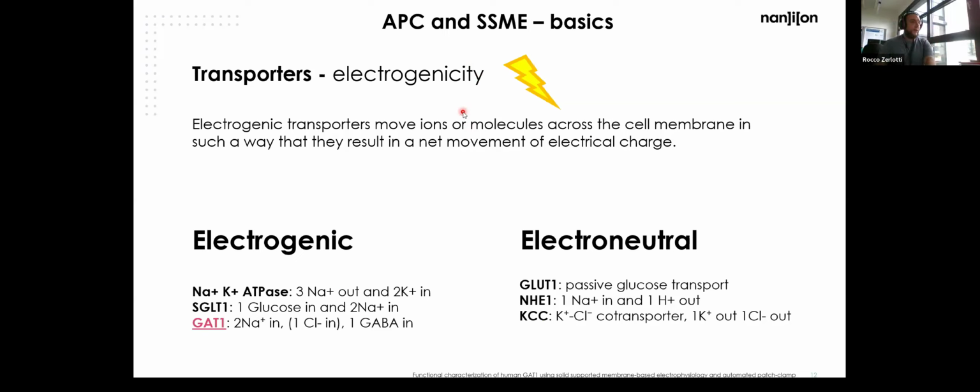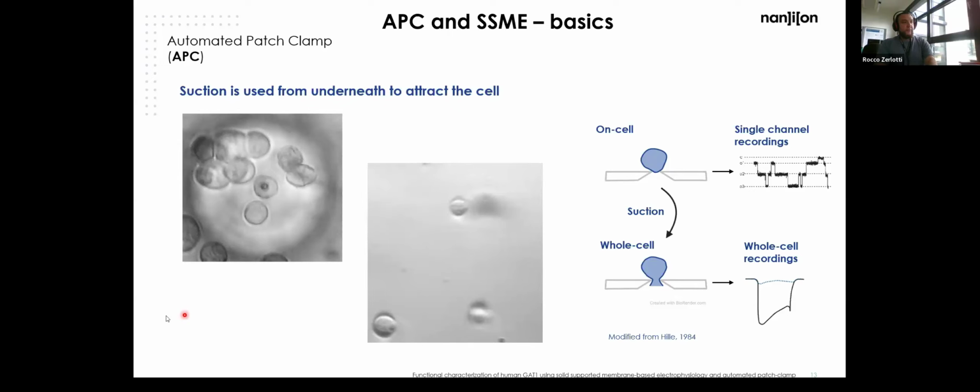So we can start with the automated patch clamp. We start with a cell that has GAT1. Here in this short video, you can see that the cell is attracted to a hole via suction. Once the cell reaches the hole, then again with suction the cell membrane is ruptured, and at this point the cytosol of the cell comes in contact with the electrode that is here. The electrogenic reaction happens here and can be read by the electrode, and then we have an electrical readout.